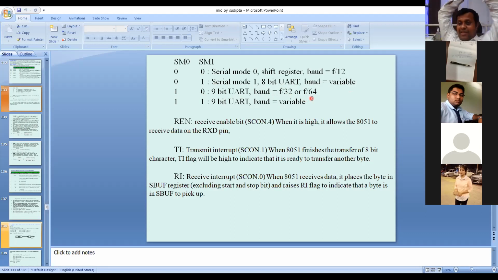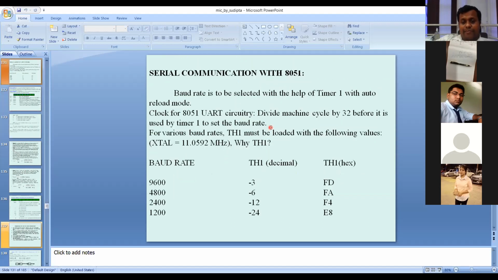Baud rate means how fast it will work, right? And 9-bit UART again has a variable baud rate. The baud rate is generated by Timer 1 mode 2. Next, REN is the receive enable. If I am talking about these two modes, the 9-bit UART mode, there is a problem.